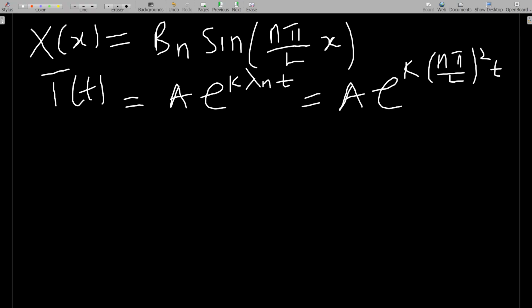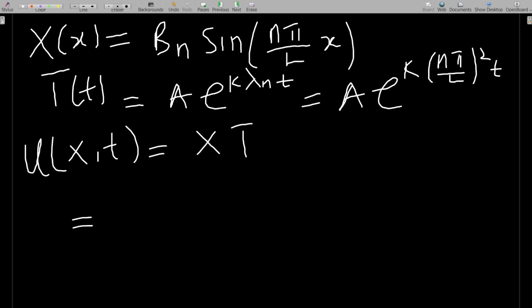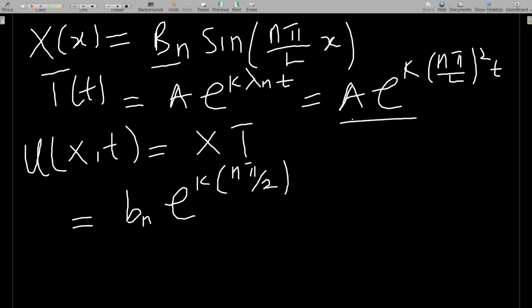Now let's go to the final solution. We are saying that u of x,t is equal to, this is what we said, X times T, and then we found our X. So we have b n, and b n times this will multiply the whole of this, and then we have a and b n. So when they multiply, b n times a will still be a constant. Let's call that constant small b n. Then we'll have e to the k n pi over L, squared t, then sine of n pi over L x.